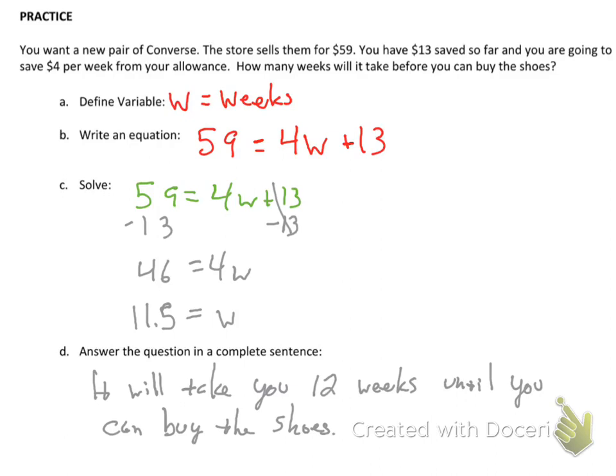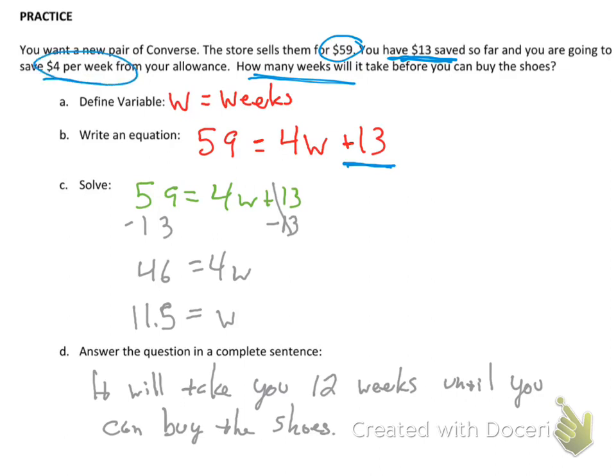So check out that equation, okay? You're trying to find weeks. How many weeks? That's your variable, okay? You want to figure out how many weeks it's going to take until you can afford that $59. So whatever your equation equals, it's going to equal 59. You already have $13 saved. So however much you get from your allowance, you already have $13 saved. So that's why we can add 13 to that. And you're going to save $4 per week.